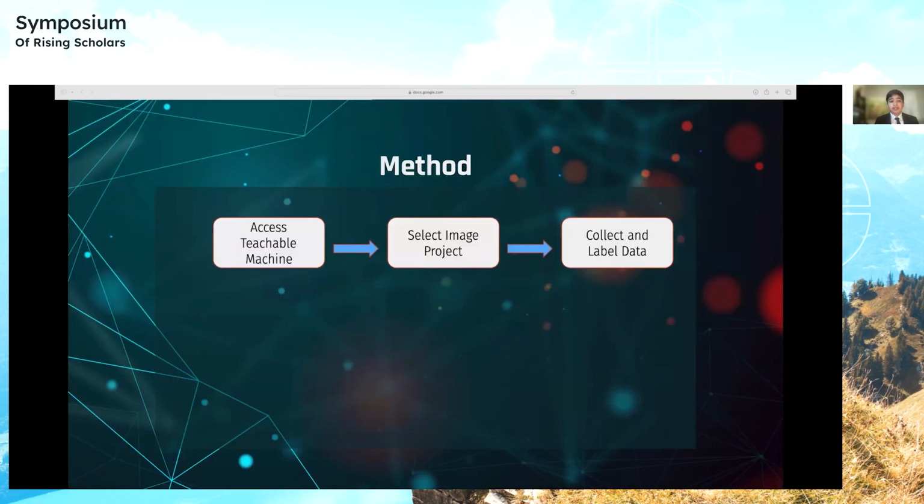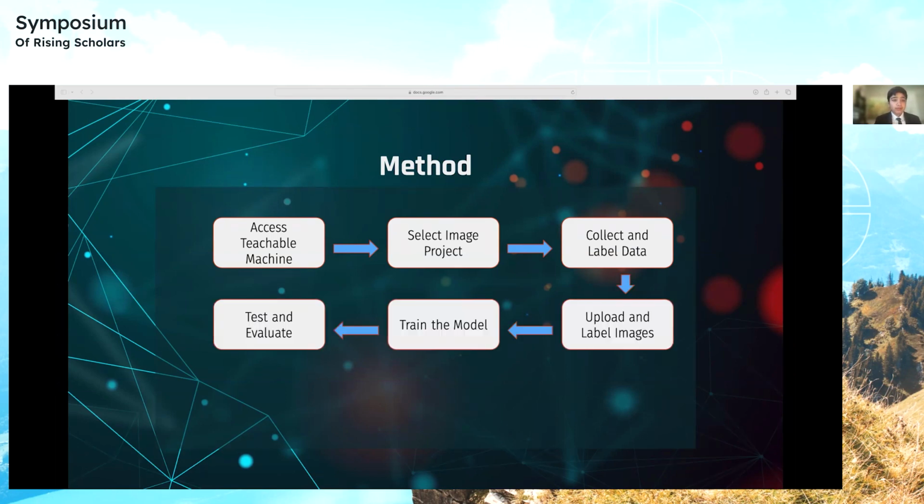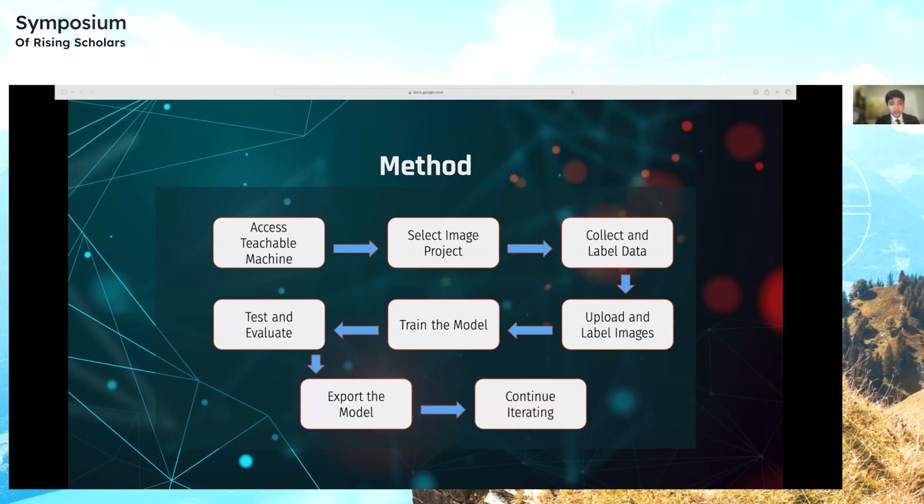So how did we create these models? First, we used a software called Teachable Machine to train the model. Once we access Teachable Machine, there are several projects you could do, and we chose an image project. Then we had to collect and label data. From there, you upload and label the images and train the model. After that, we tested and evaluated the model and exported it, and we continue iterating, which means you go back to collecting and labeling more data and uploading images and so on.